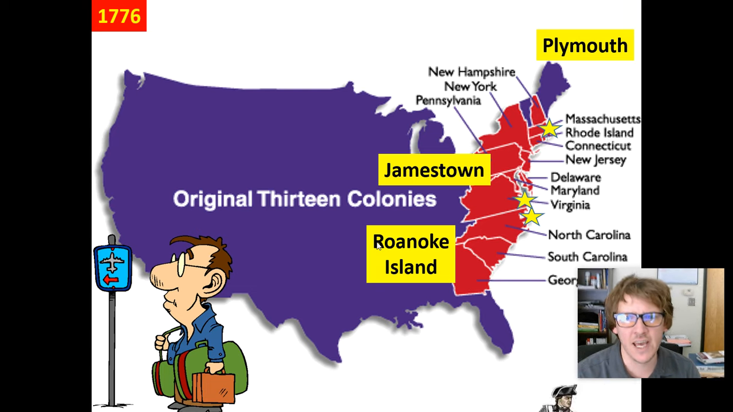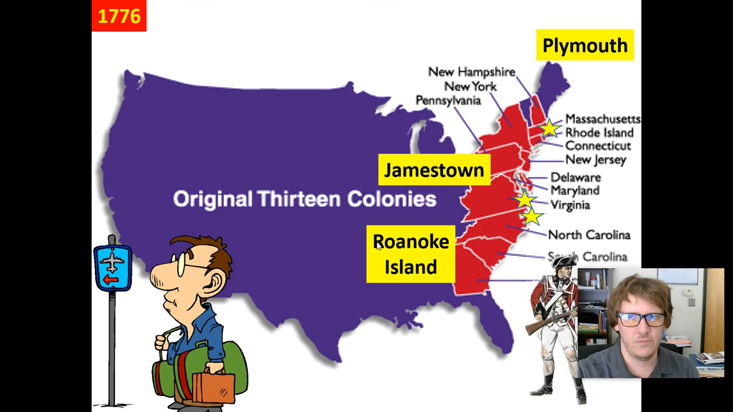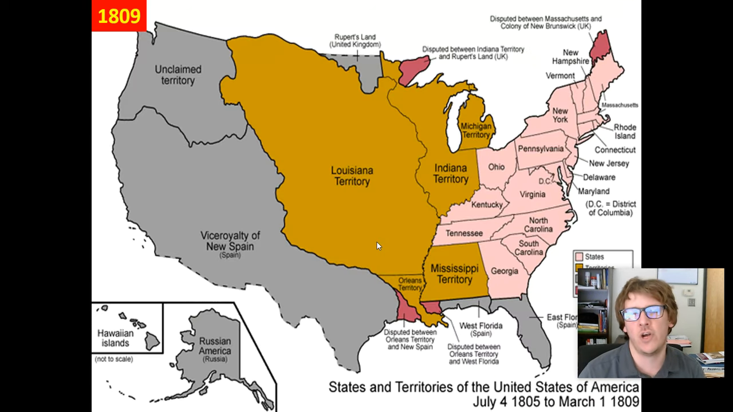That's 1776. Now, Jamestown and Plymouth are in the early 1600s. 1604 Jamestown, 1620 for Plymouth. 1776, we kick out the British. We no longer want to be colonies. We want to run this show, and we create our own states. Eventually, we set up Kentucky, Tennessee, and Ohio.